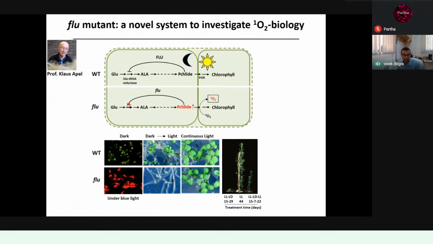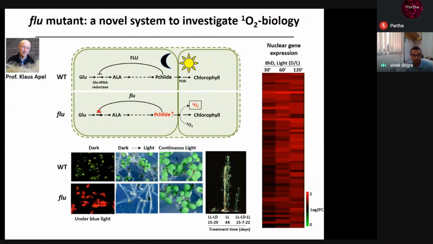So to really check whether this is genetically controlled, because the problem is in the chloroplast, it should have talked to the nucleus to save it. So they did microarray analysis, and they found that when they give dark to light transitions in the flu plant particularly, they see a lot of gene expression changes, which include some of the genes which can activate the detoxification process and save the plant. So this was interesting to see: ROS can activate signaling, and that signaling is genetically controlled.